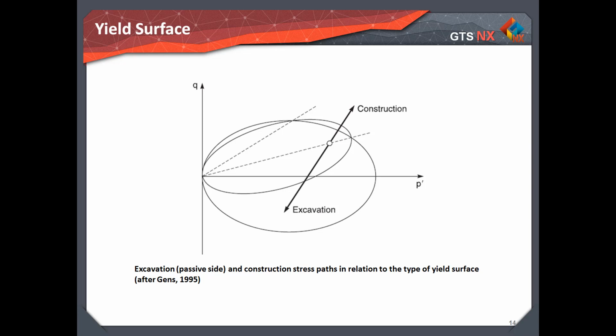The consideration of an anisotropic yield surface has significant consequence in the case of excavation in soft to medium soils. As the figure shows, on the passive side, the main yielding of the soil occurs much earlier if a more realistic anisotropic bounding surface is adopted.